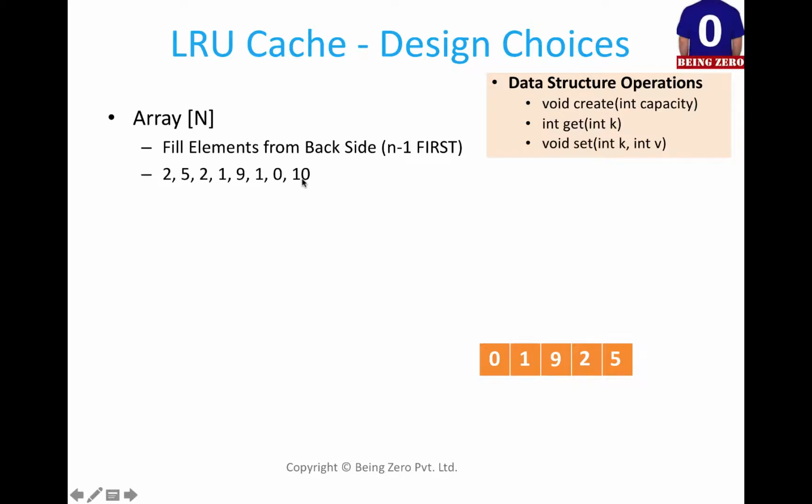So if 10 comes, we are very clear that the element we need to remove is 5. We remove 5 and store it in a temp variable. Since our data structure has reached its full capacity, if we want to store a new item, we remove the last item, shift everything towards the right, and store the new or fresh item in the beginning. So our array will become 10, 0, 1, 9, 2, and 5 will be removed. This is our implementation of LRU cache using an array.